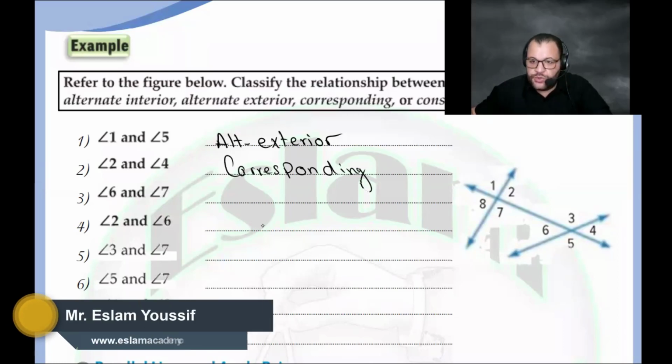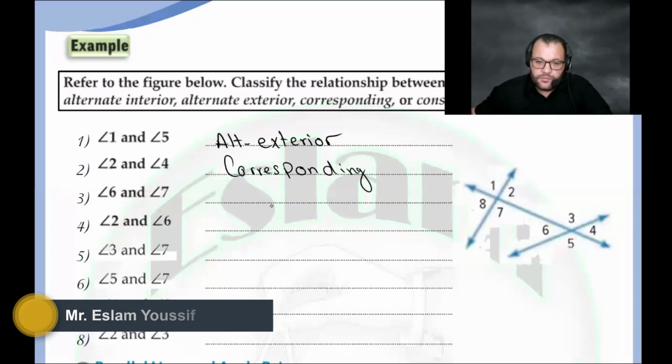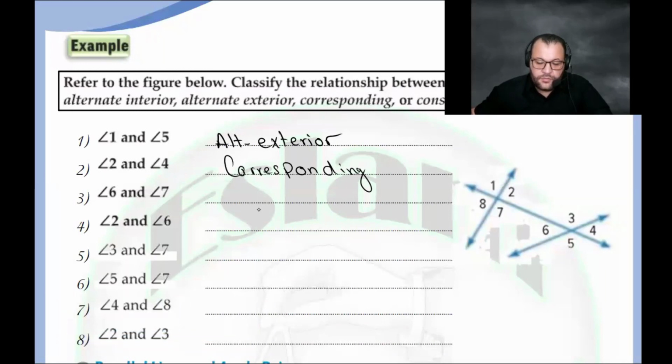I need another one. Not only Mansoor. I need another one. 6 and 7. What, 6 and 7? Interior angles? Are they alternate interior?